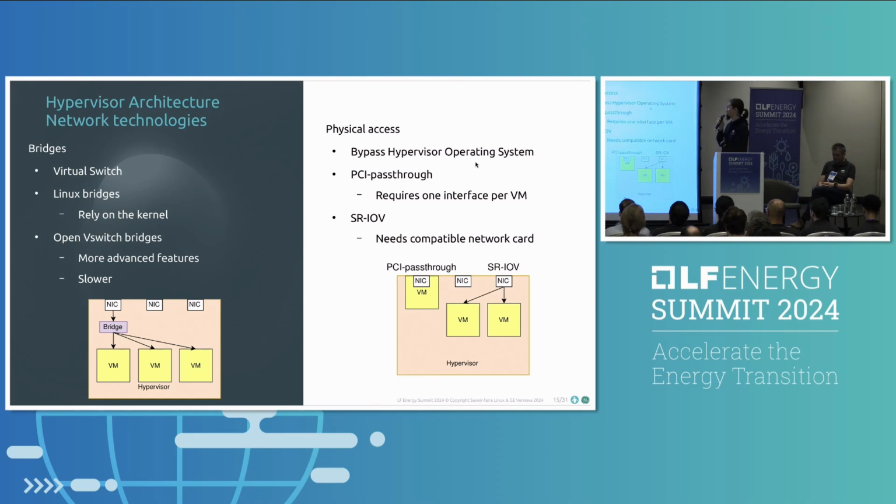The second type of network technology we can use is physical access. Most well known is PCI pass-through. Here, basically, the VM takes control of the network card, which means we don't use the hypervisor kernel or operating system anymore. The packets are already passed into the VM. Another way to do that is with SR-IOV. The main difference between the two is that PCI pass-through requires one interface per VM. You cannot use this interface for multiple VMs. With SR-IOV you can, but you need a specific network card that is in fact higher in price, as always. Every card is compatible with PCI pass-through. With SR-IOV you have to buy a specific card.